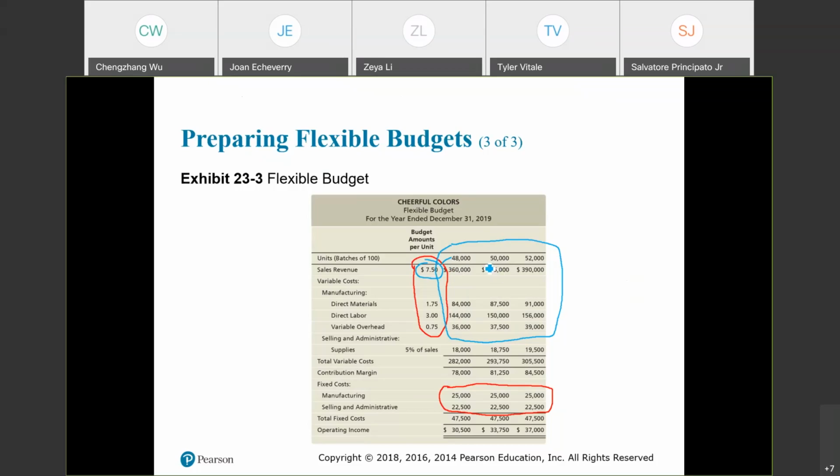Oh, okay, I got it. And this one is sales price times this level of sales. And this number is $7.50 times this level of sales. And this is sales revenue. It is also true to manufacturing overhead, which is variable cost. This is all variable.